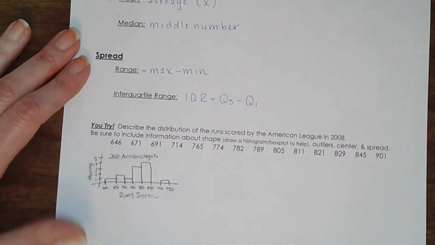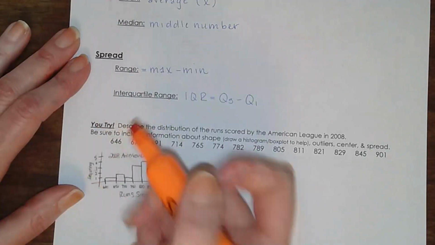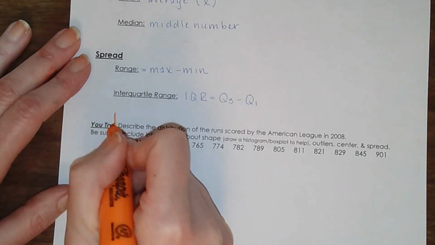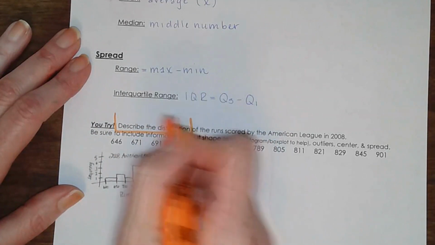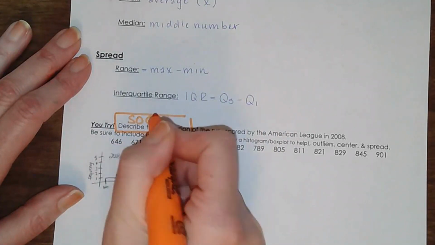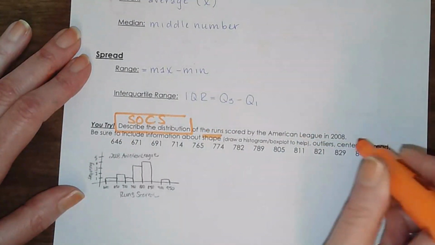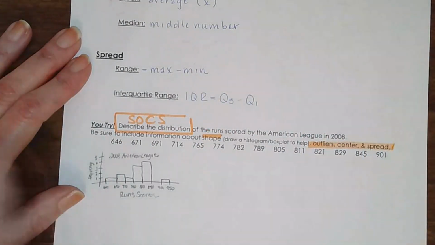Okay, so we're going to do this last one together. It says describe the distribution. Anytime in your homework tonight, when you see describe the distribution, you need to talk about all 4 key characteristics: shape, outliers, center, and spread.